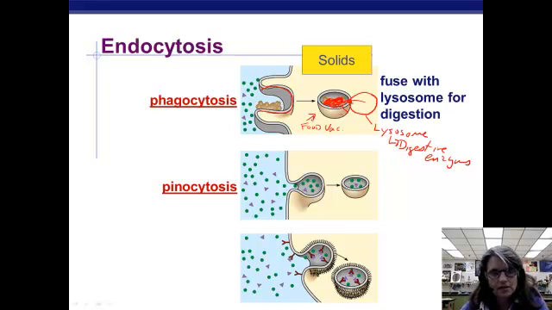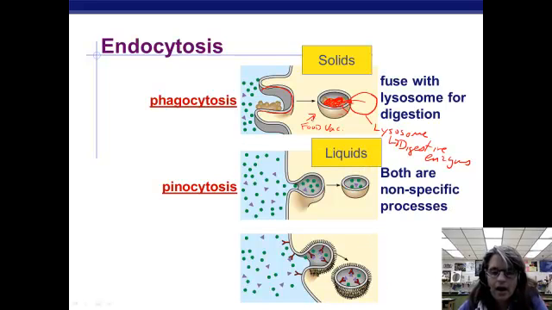Pinocytosis is just taking in not a solid mass but solutes dissolved in liquid. Now both of those are generally not terribly specific processes. What's out here, if it's within the range of these pseudopods, this engulfing structure, is going to get taken in. So it's not very specific.